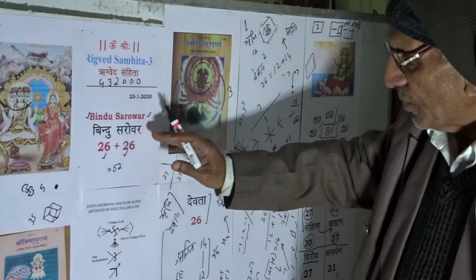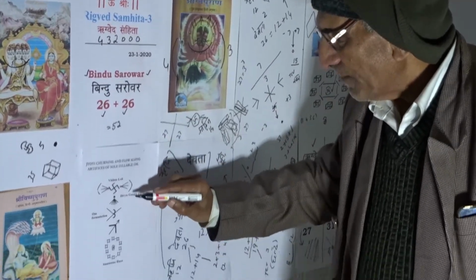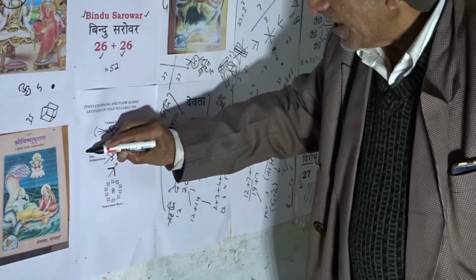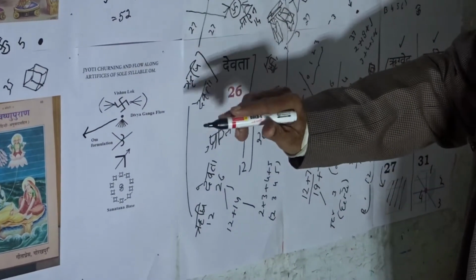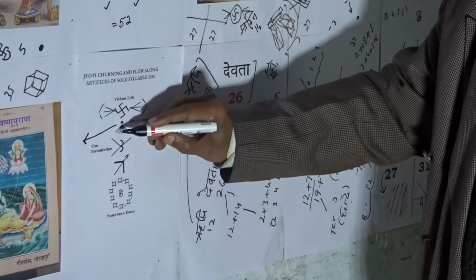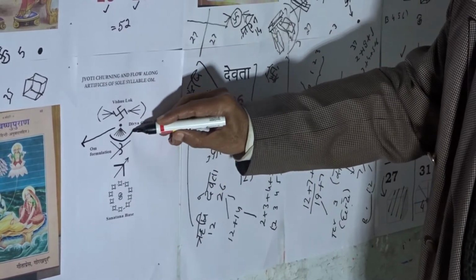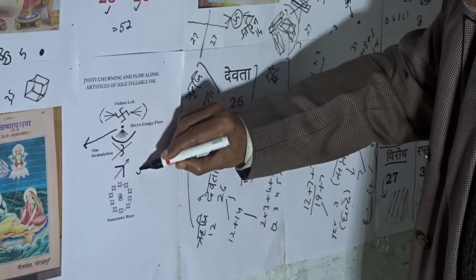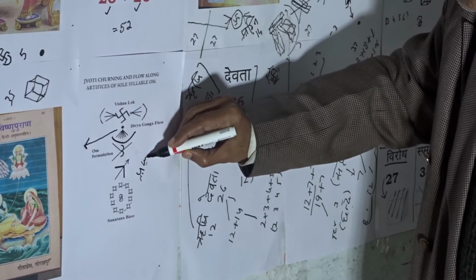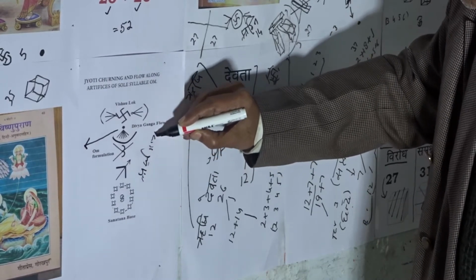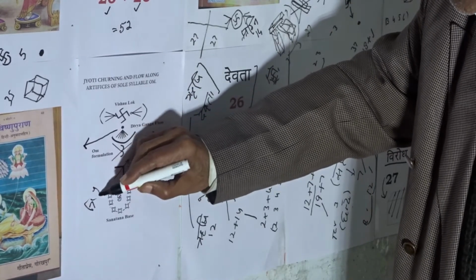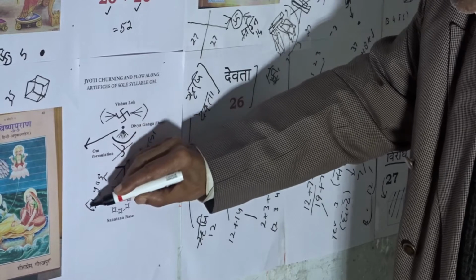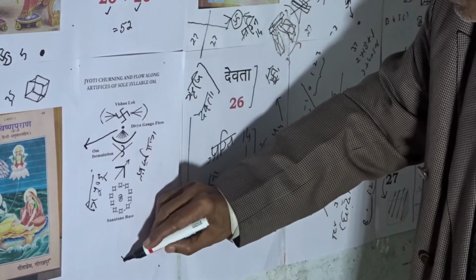This Bindu Sarovar is the first component of the soul syllable Om. The second component we know is an Ardhamatra. And the third component we know is a Tripundaram. And then the fourth is a Swastik Pada.